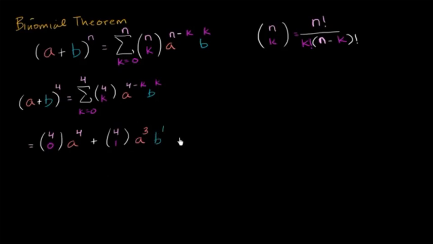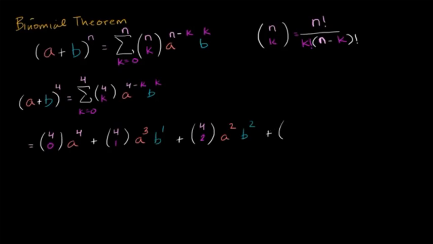And then to that, we're going to add 4 choose 2 times a to the, well, now k is 2, 4 minus 2 is 2, a squared. I think you see a pattern here. A to the fourth, a to the third, a squared. And then times b to the k. Well, k is 2 now, so b squared. And you see a pattern again. You could say b to the 0, b to the 1, b squared. And we only have 2 more terms to add here.